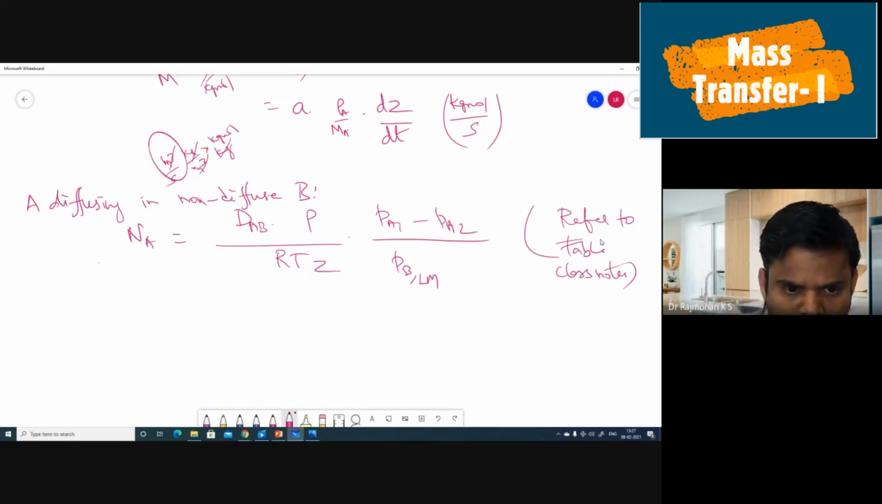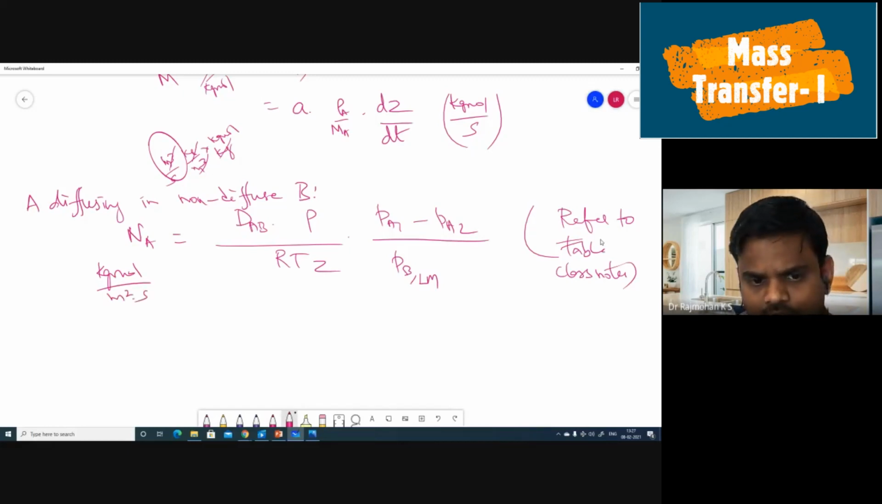So here, what is the unit? Kg moles per meter square second. Whatever may be the cross section change also there, we can multiply by A here to make it match. Otherwise also it is fine. Because if you don't use this A, what we get, if you want this amount of evaporation across this, is rho by M_A into dz by dt, kg moles per meter square second, if you divide by A.